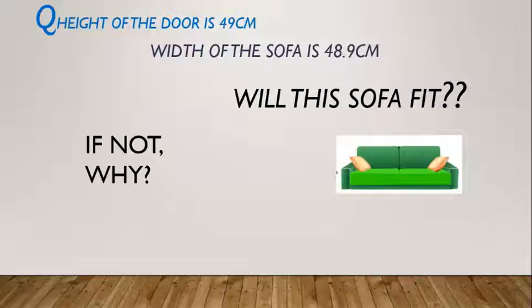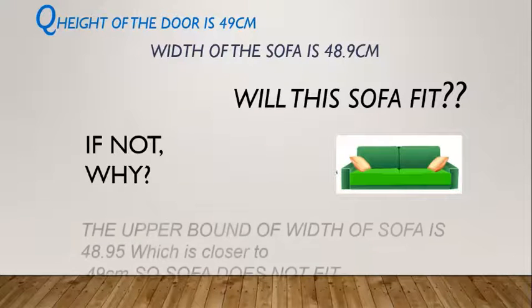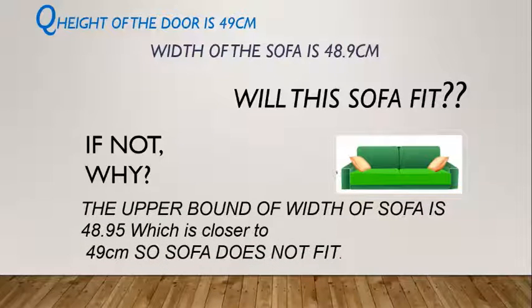So if not, then why? Here you can understand that when we find the upper bound of the width of the sofa, it is 48.95, which is very much closer to 49 centimeter. So that is why this sofa will not fit. Okay, so this is the application of upper bound and lower bound. So please watch till the end, children, to see how to find the upper bound and lower bound of the given quantities.